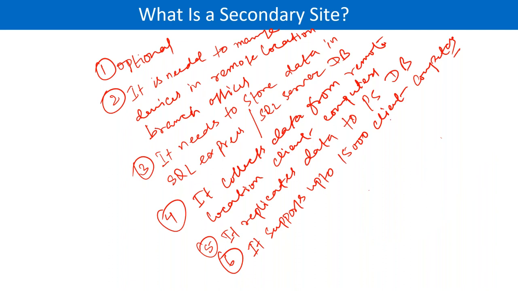Now it supports up to 15,000 client computers. So suppose Chennai is the head branch office. Okay, so 15,000 computers are there. So it can support up to 15,000. If you have 16,000 or 20,000, then you need two secondary sites there. Understood? Yeah. One secondary site can support up to 15,000 client computers. Any question so far? No.